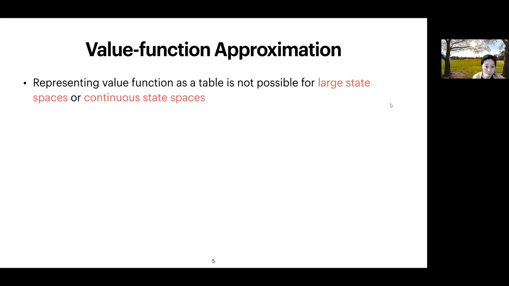So you have a table in your memory that records your current estimate of the value function, either the state-action value function or just the state value function. Apparently this is not feasible for a large state space or continuous state space.